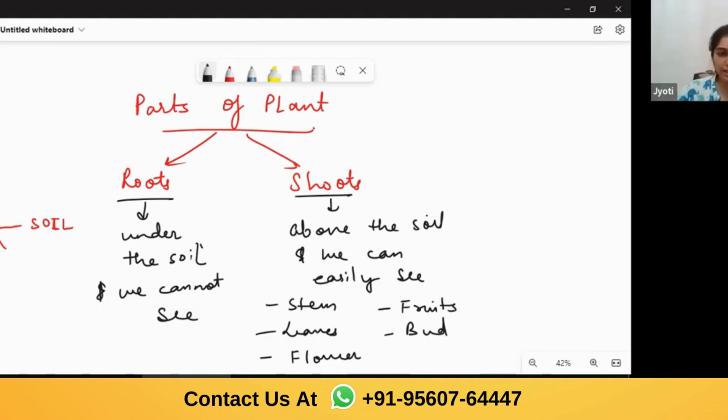Roots are under the soil, and shoot is the upper part. This whole part is the shoot. Now we will see the functions of all these. Quickly, write it.